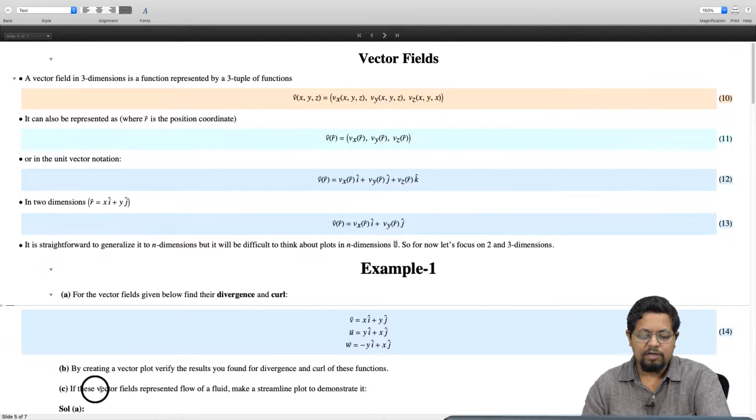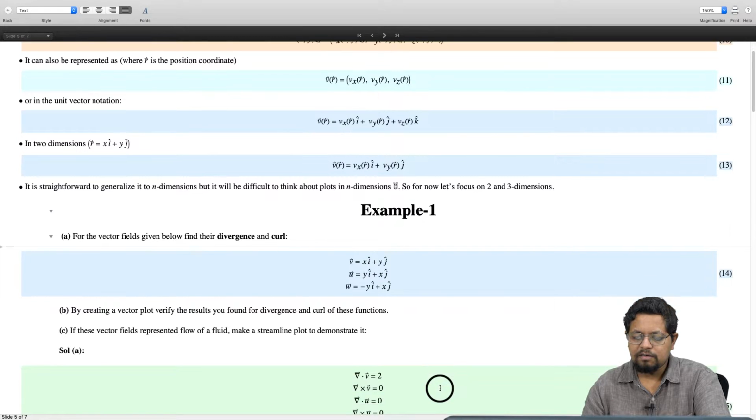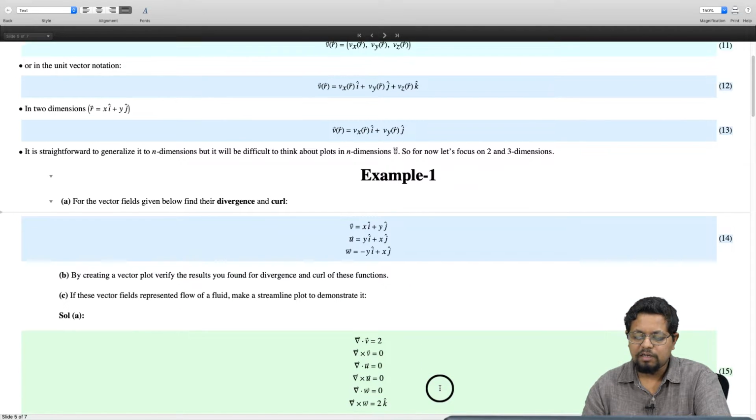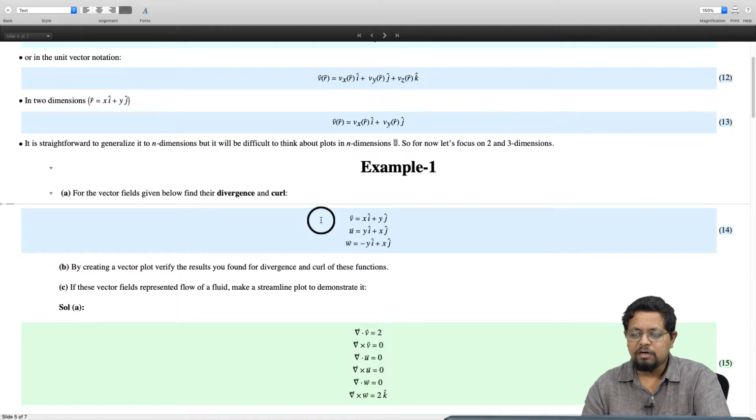And finally, I will demonstrate to you that these vector fields represent flow of a fluid, and will make a streamline plot to demonstrate that. So let's go ahead and check the answer. If you calculate the curl and the divergence for V, U and W, this is what you're going to get. V has a non-zero divergence, the divergence of V is 2, but the curl of V is 0. On the other hand, U has both its divergence and curl vanishing, and W has 0 divergence but non-zero curl pointing in the k hat direction, that is perpendicular to i hat and j hat.